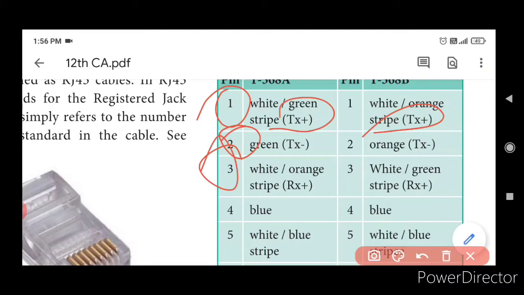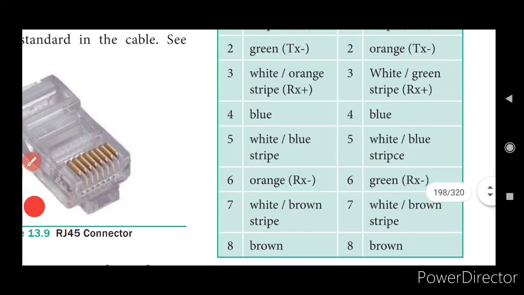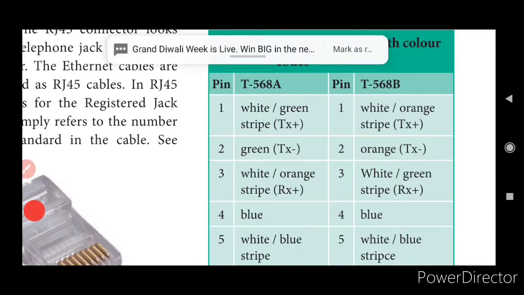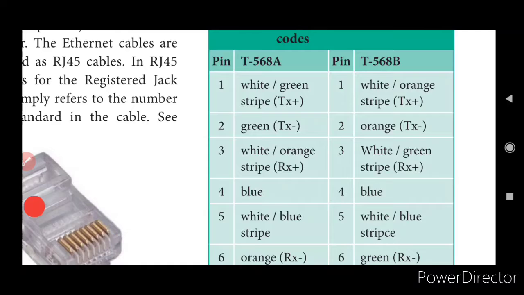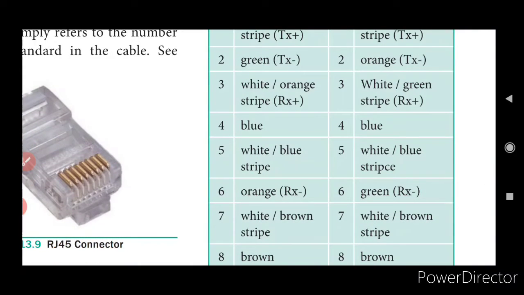What about pin 3? It is going to be receiving positive. And 4, 5, 7, 8 are all reserved positions. Yes, we will use them for some other purpose. And 6 is for receiving negative. Plus represents positive, minus represents negative, T represents transmission and R represents receiving. When we represent nothing, it means it is going to be used for reserved purposes.